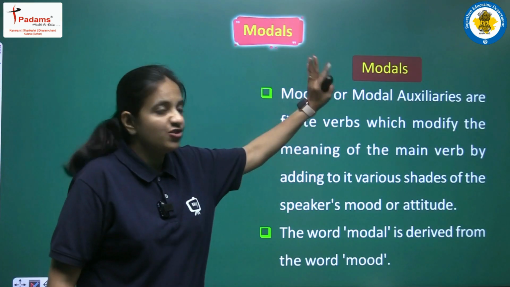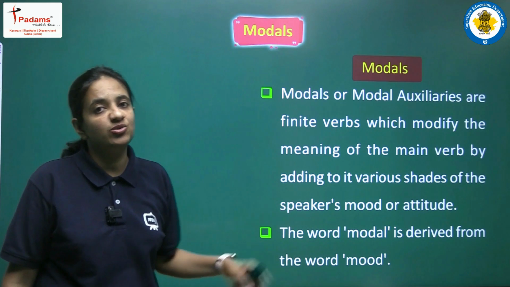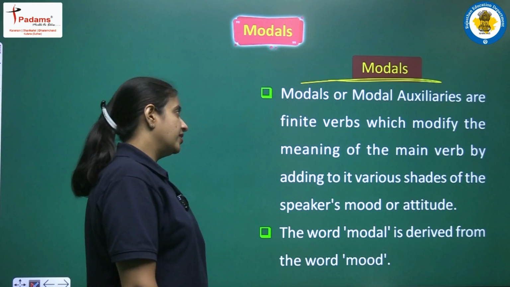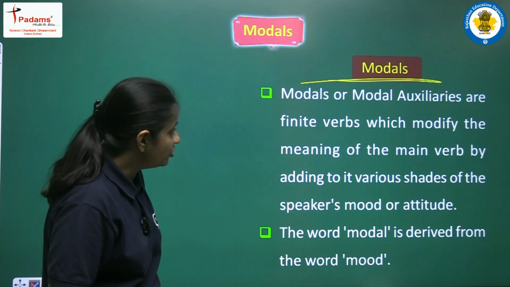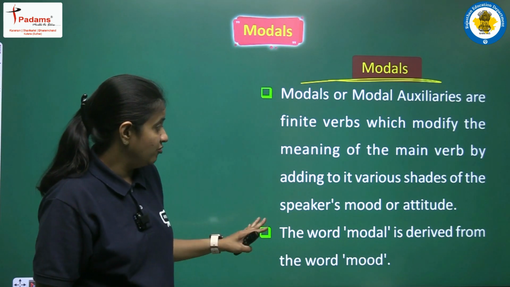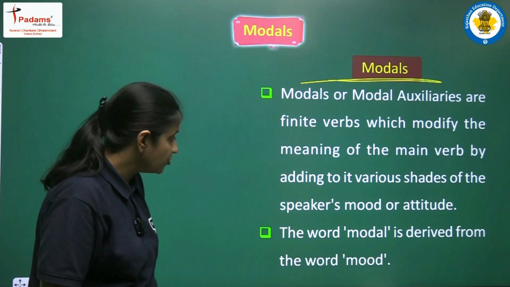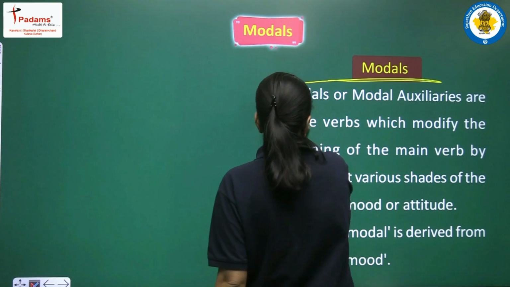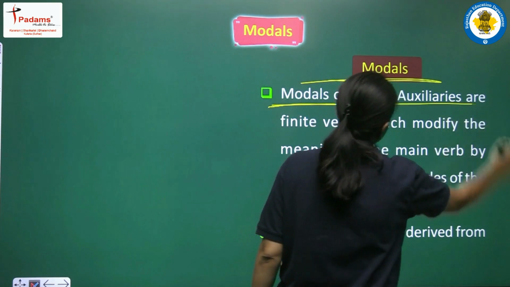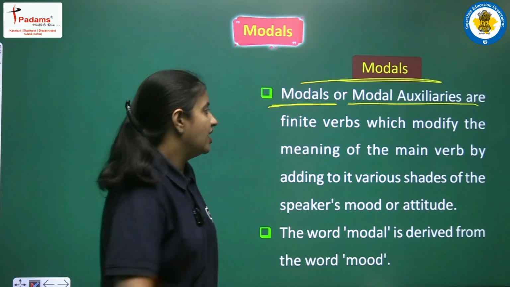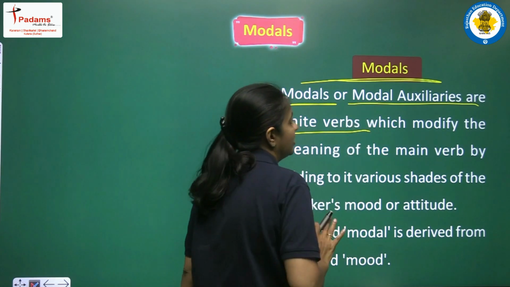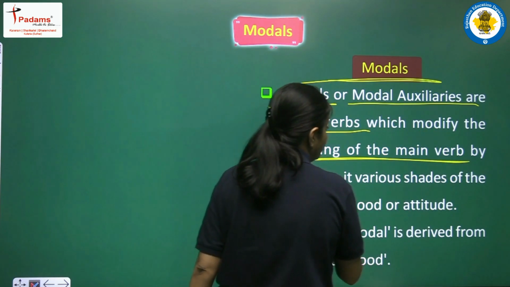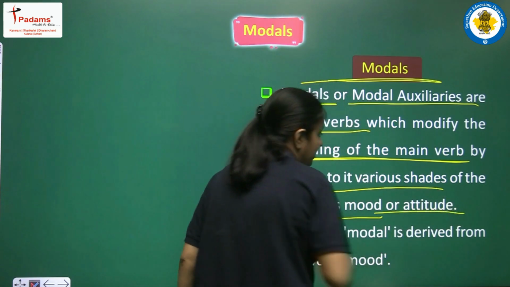So students, first of all let's try to understand what the term modals actually means. Let's have a look at what we have here. Modals or modal auxiliaries are finite verbs which modify the meaning of the main verb by adding to it various shades of the speaker's mood or attitude. So what are the keywords here? First of all, modals are also known as modal auxiliaries. They are finite verbs, and their role is to modify the meaning of the main verb. How? By adding various shades of the speaker's mood, or we can say attitude.